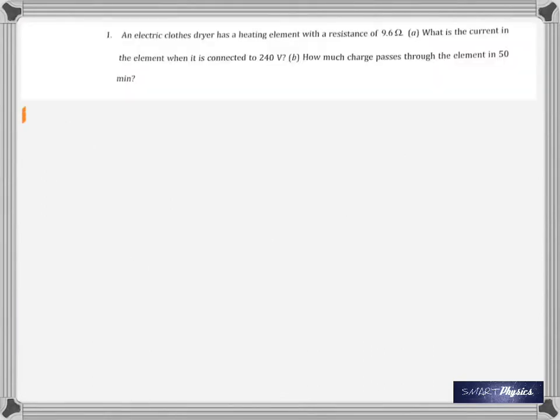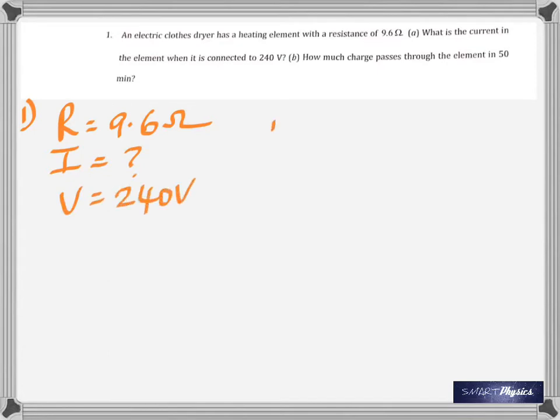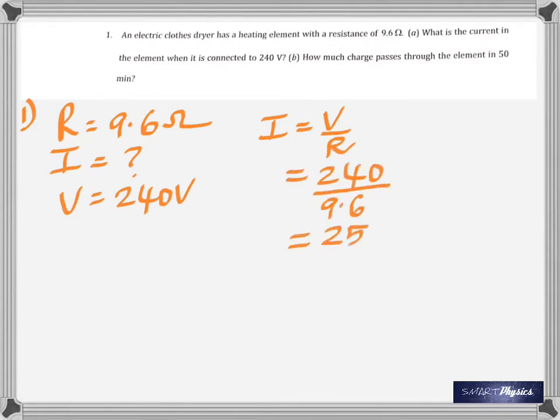So question 1. Resistance is 9.6 ohms. You're asked to find the current. Voltage is 240 volt. Of course, it's Ohm's law that you're using. I is equal to V over R. Just divide and you get 25 ampere.